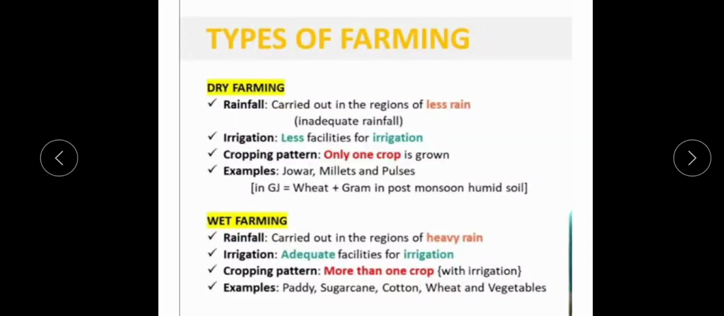If you talk about the cropping pattern, in dry farming only one crop is grown, and in wet farming more than one crop is grown with the help of irrigation. Even in wet farming, if there is less rainfall due to some problem, they can take another crop with the help of irrigated water. Examples of crops: in dry farming, jowar, millet and pulses, and in wet farming, paddy, sugarcane, cotton, wheat and vegetables. So this was all about dry farming and wet farming.